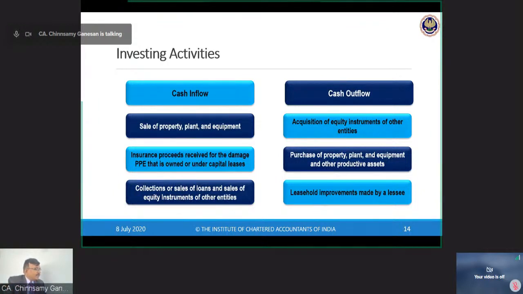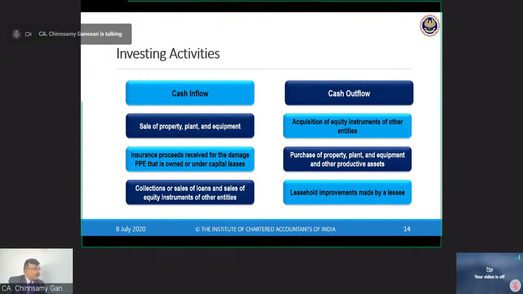FD made 3 years back but maturing within 3 months from the end of the reporting period, is it cash and cash equivalent? Animardhan, we have already said that on the date of original investment, you have to see the period for which it has been made. If it is more than 3 months, then it will not be cash and cash equivalent. In your question, it is more than 3 months, and accordingly, it will not be considered cash and cash equivalent.